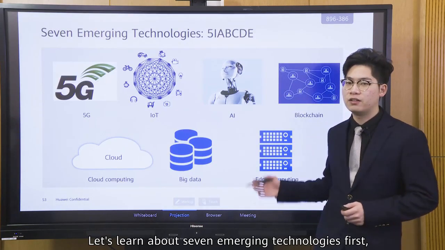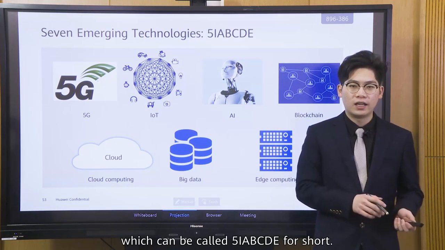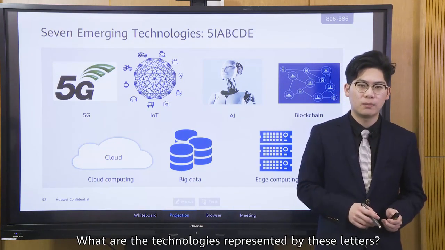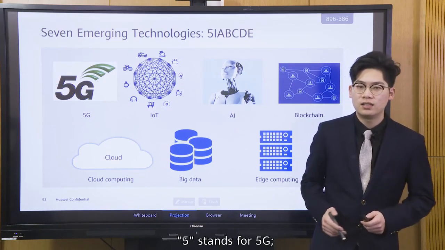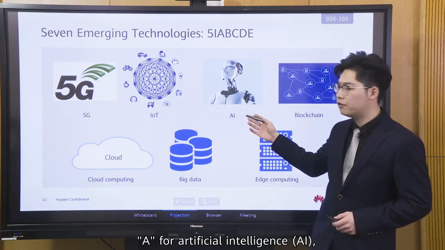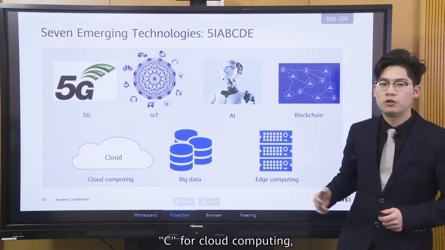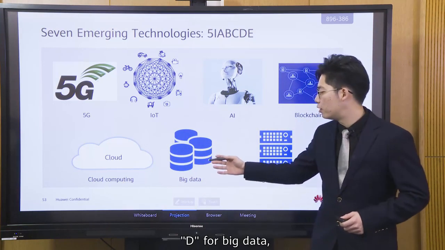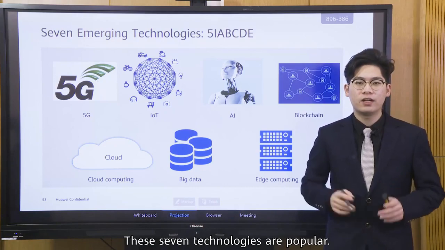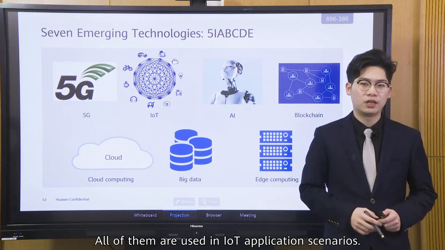Let's learn about 7 emerging technologies first, which can be called 5I, ABCDE for short. What are the technologies represented by these letters? 5 stands for 5G, and I for IoT, A for artificial intelligence, B for blockchain, C for cloud computing, and D for big data, E for edge computing. These 7 technologies are popular. All of them are used in IoT application scenarios.